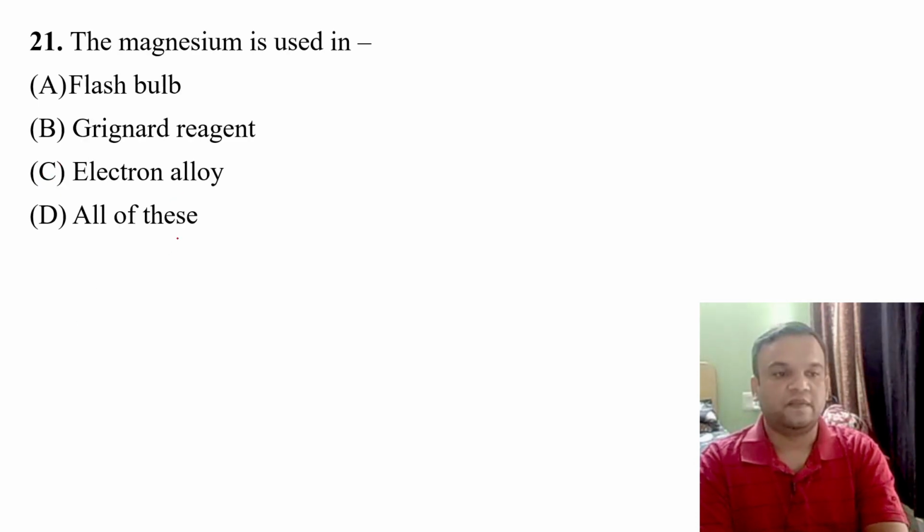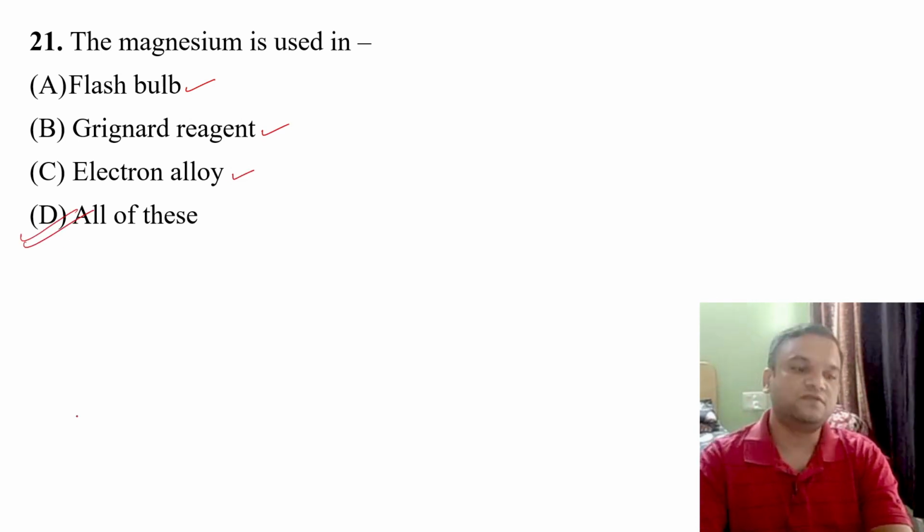Next question is, the magnesium is used in, it is having a bright light when it is burned, so it is used in flash bulbs, it is used in Grignard reagent and also it is used in electron alloy, and that is why all of these will be the answer.